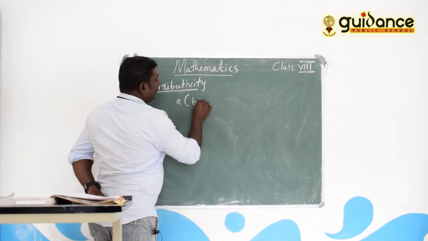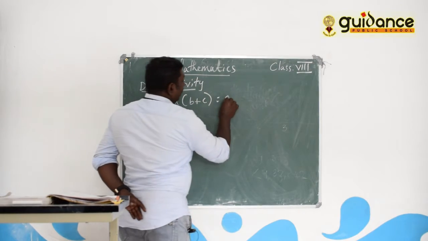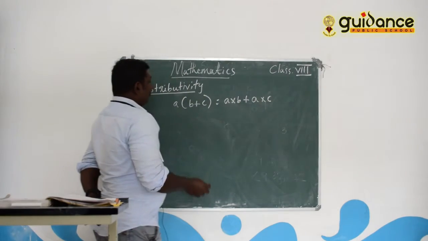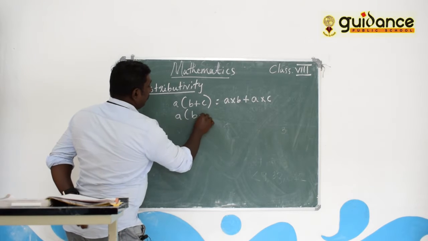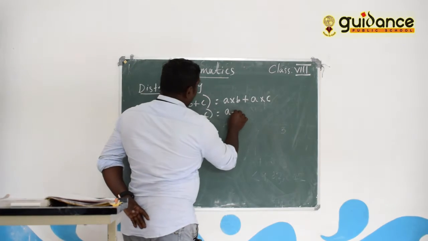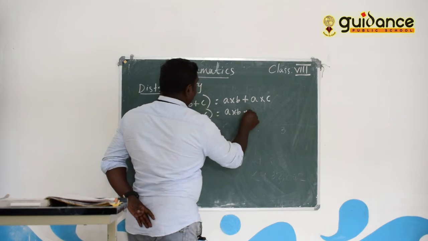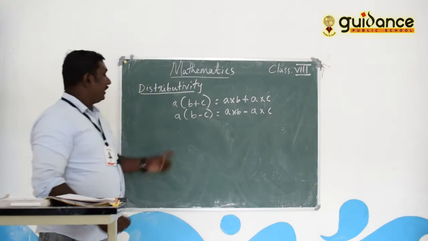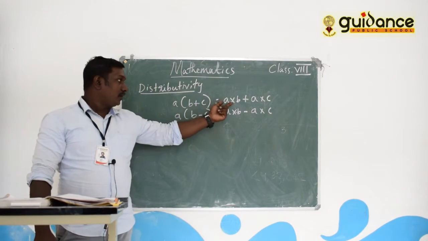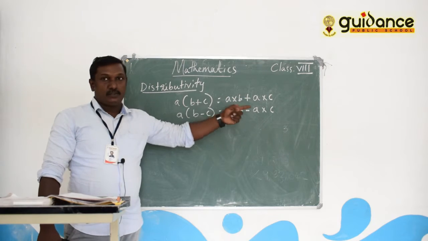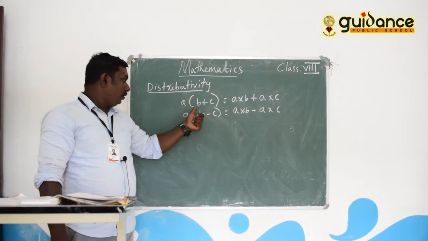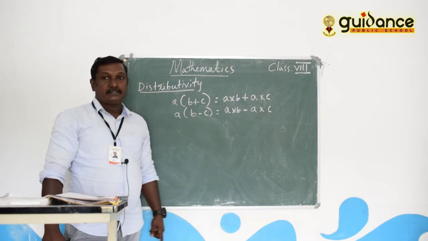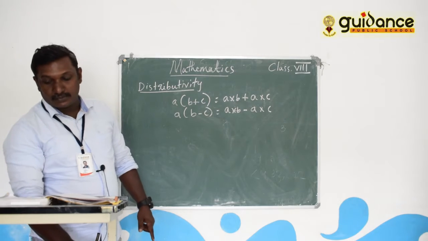A into (B plus C) equal to A into B plus A into C. The same way, A into (B minus C) equal to A into B minus A into C. So this way we can write A into bracket of B plus C equal to A into B plus A into C. The subtraction, A into bracket of B minus C equal to A into B minus A into C. So we can do some example.